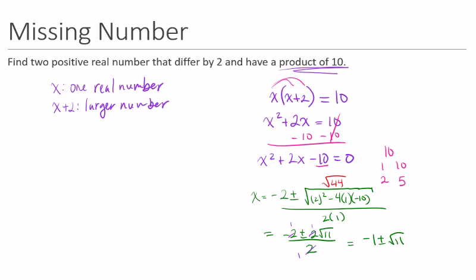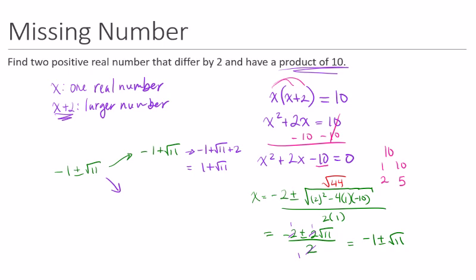So there's two possibilities there, right? So we have negative 1 plus or minus root 11. It turns into negative 1 plus root 11. And if we add 2 to that, then that would be negative 1 plus root 11 plus 2, which equals, negative 1 plus 2 is 1, so 1 plus root 11. So basically, the plus or minus gives us both, right?